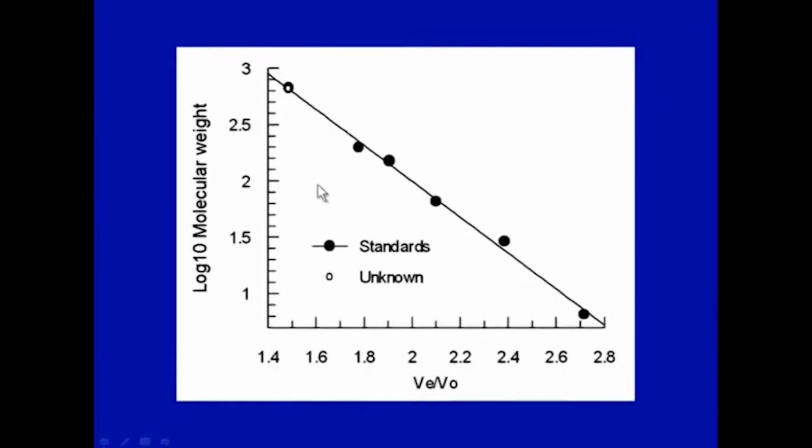Only thing is that all the standard conditions which have been maintained for running the standards need to be maintained for running the unknown sample. So, this is how you can plot log of molecular weight and the elution volume. There will be a plot, and from this plot you can determine the unknown sample.